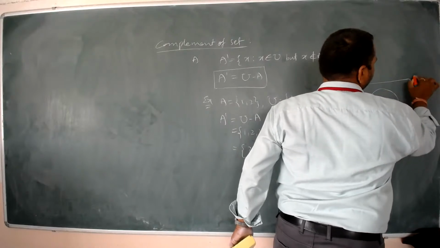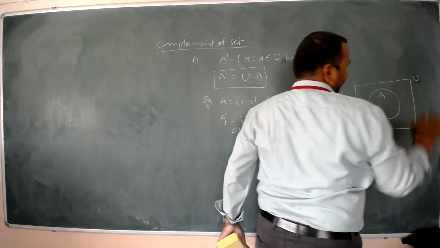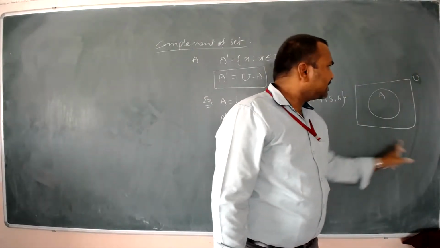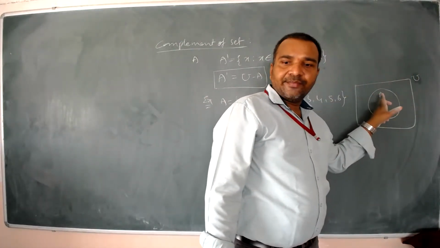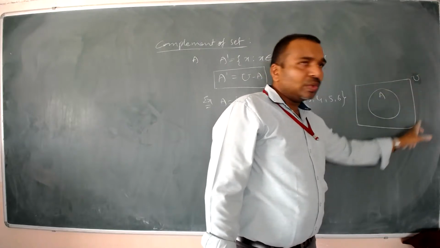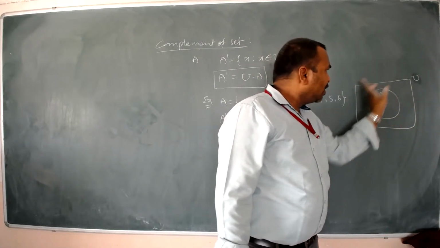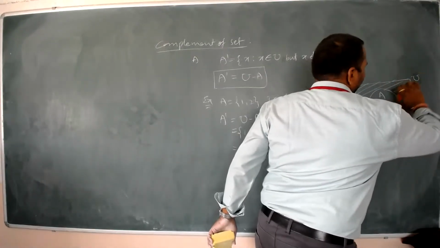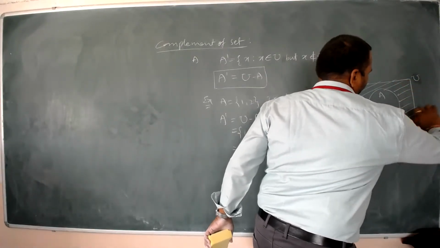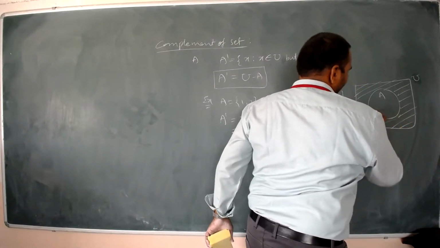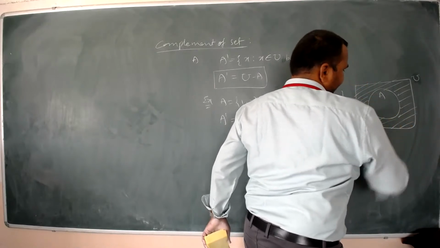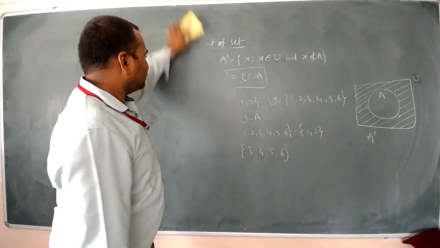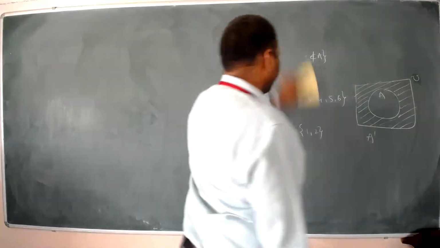This is the universal set. This is the A set. So what is A dash? A dash is nothing but the universal set minus A. Correct? A dash is nothing but the total universal set minus this part. Total minus this part is nothing but this part only. This shaded part is denoted by A dash. Clear?